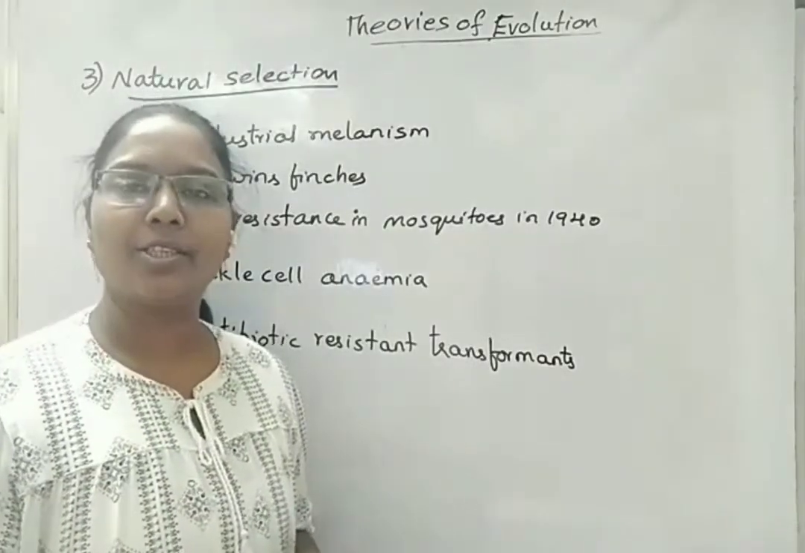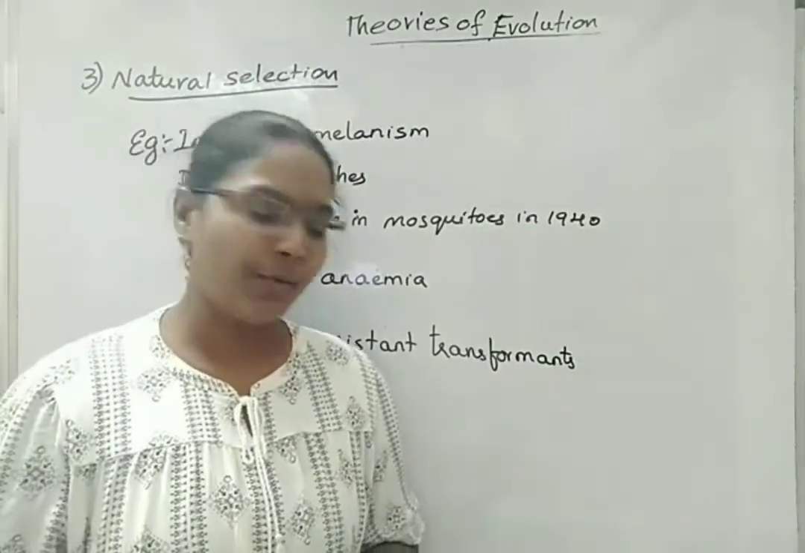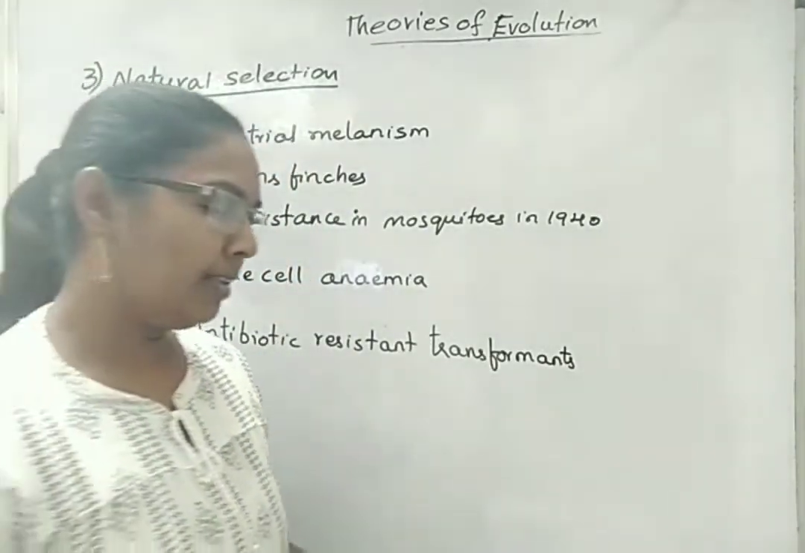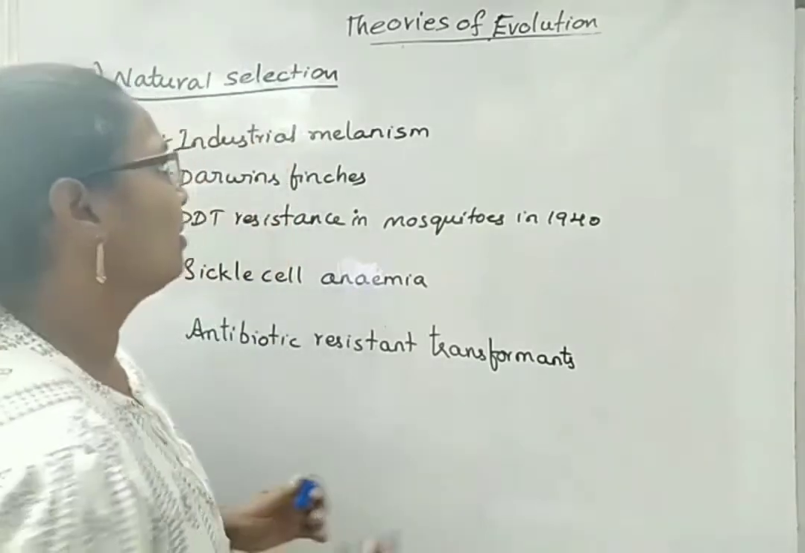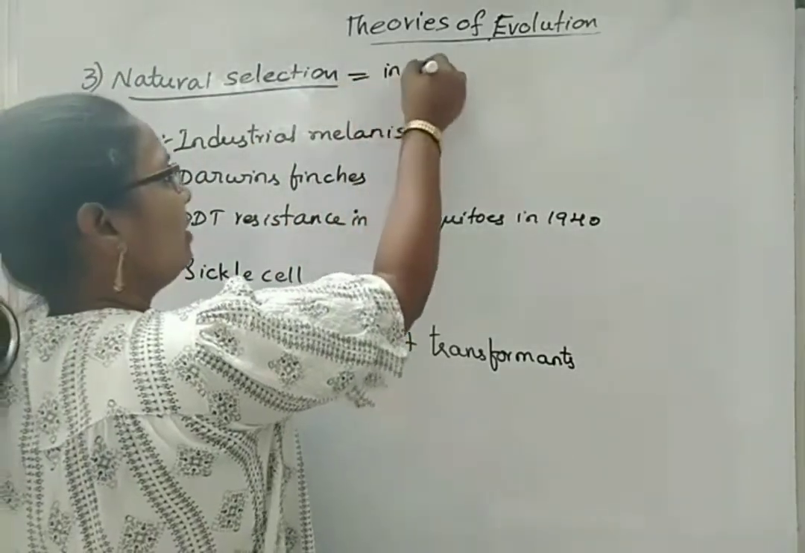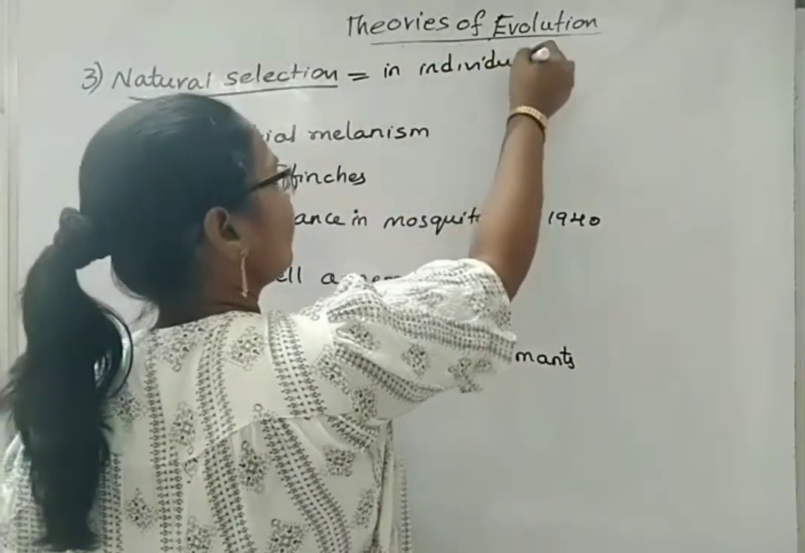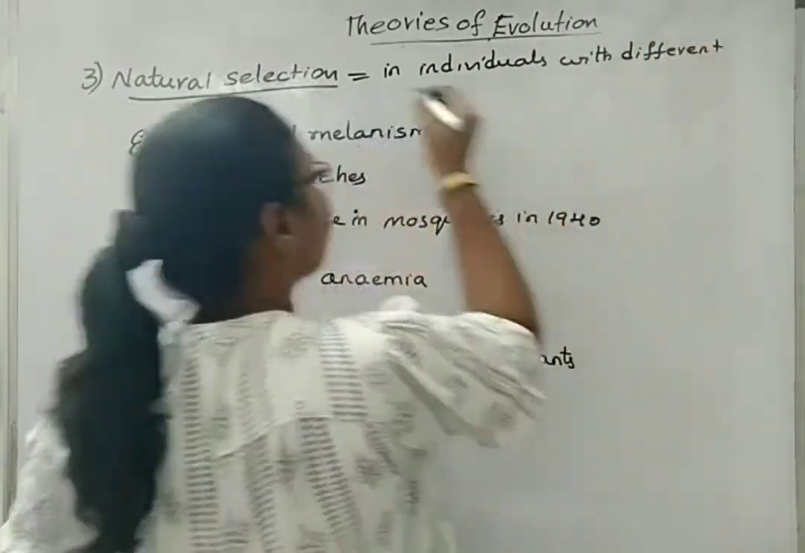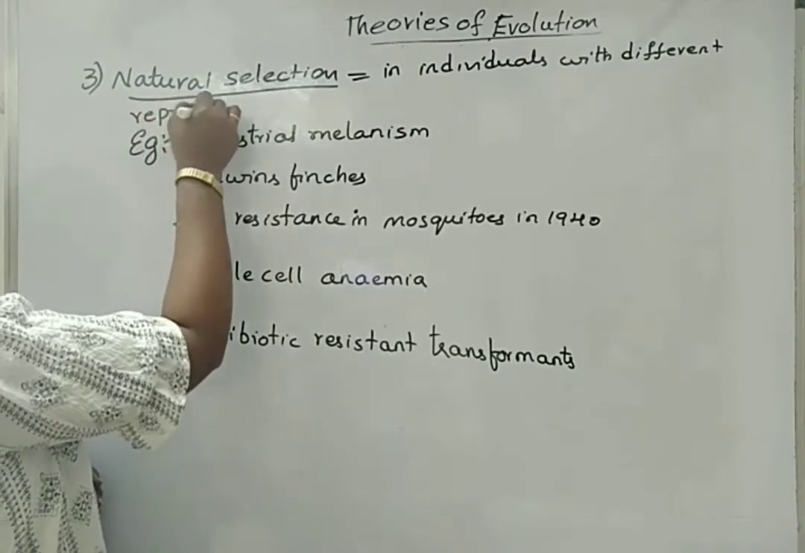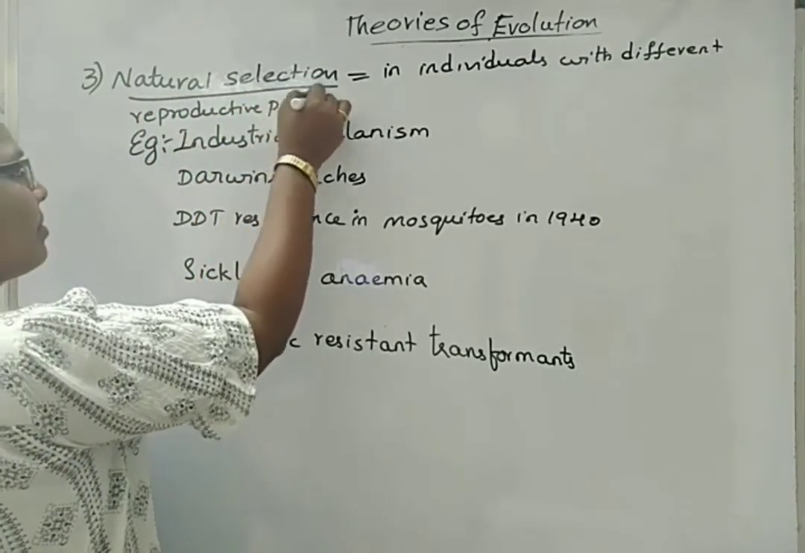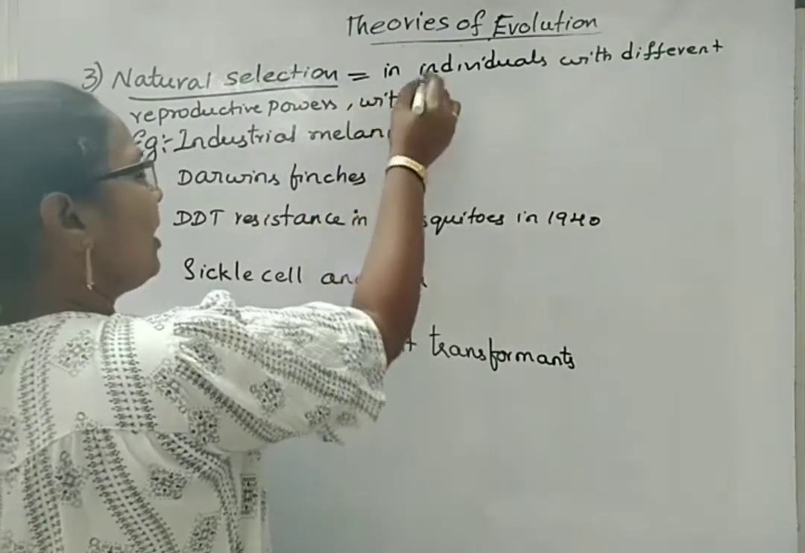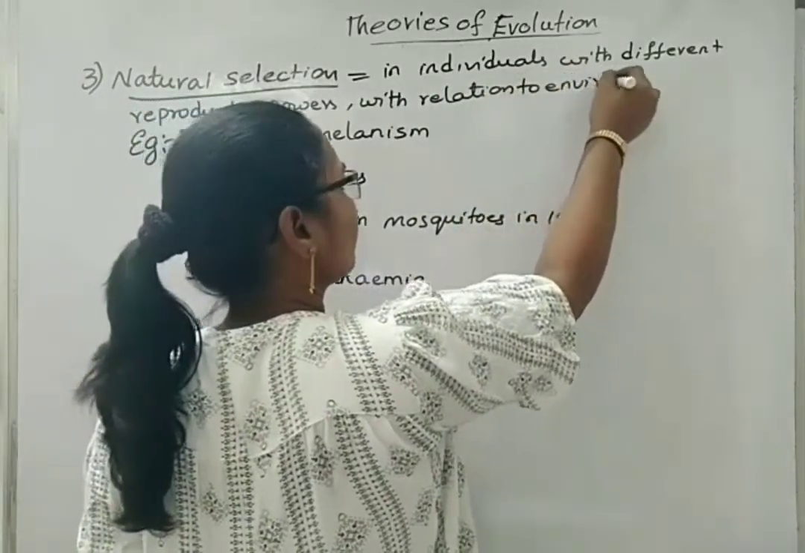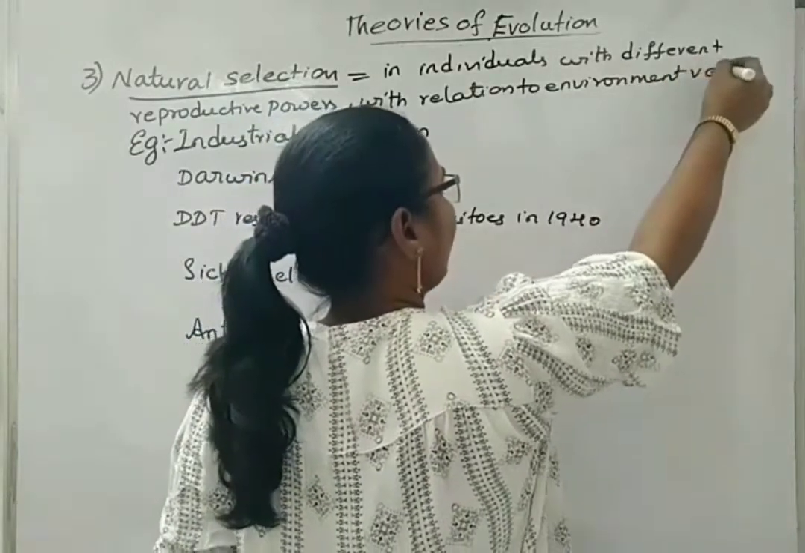Next one is natural selection. Darwin proposed that in individuals with different reproductive powers in relation to the environment, variations occurred.